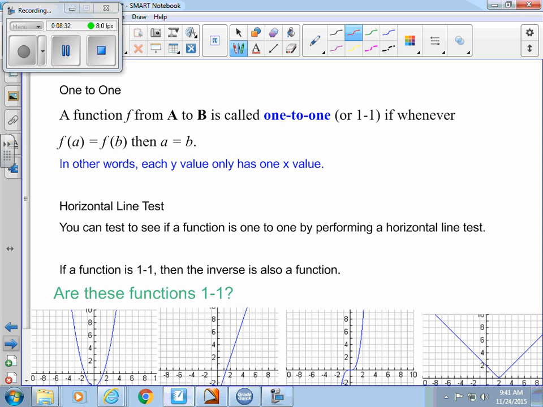You can test to see if a function is one-to-one by doing the horizontal line test. Why do you think you could use the horizontal line test? Because it switched around, it's the y. So the horizontal line test tests to see if a function will have an inverse that is also a function. Now everything has an inverse. We can always switch x and y. The inverse just may not be a function.